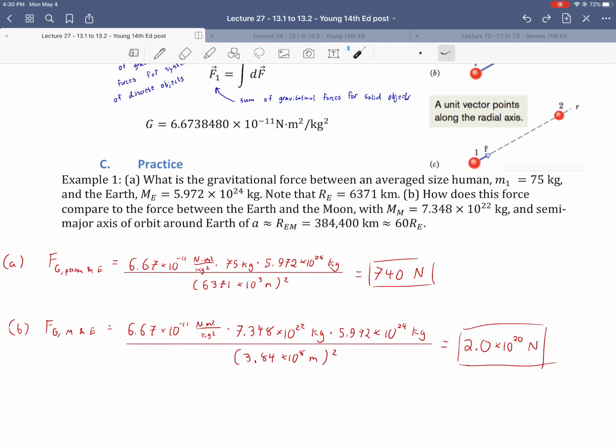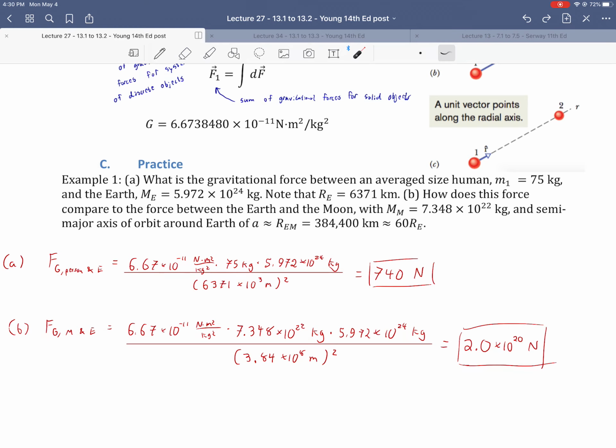In B, I asked how this compares to the gravitational force between the Earth and the Moon. The Moon is 7.348 times 10 to the 22 kilograms, so slightly less than 1/100th the mass of Earth. I take the semi-major axis, more about that when we talk about elliptical orbits and Kepler's laws, but it's something like the radius. I say here that it's approximately equal to the radius between the Earth and the Moon.